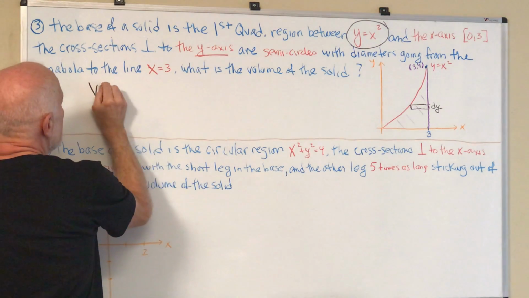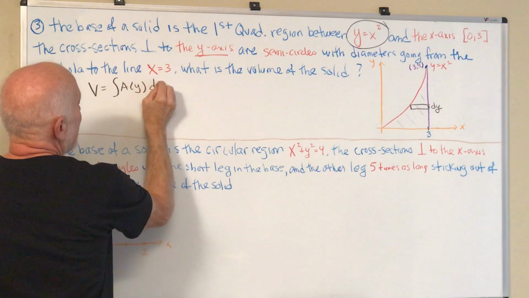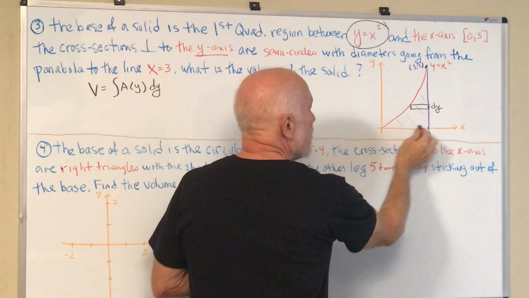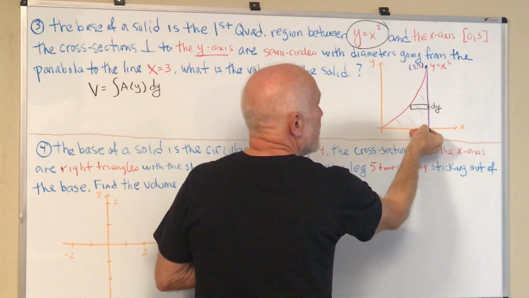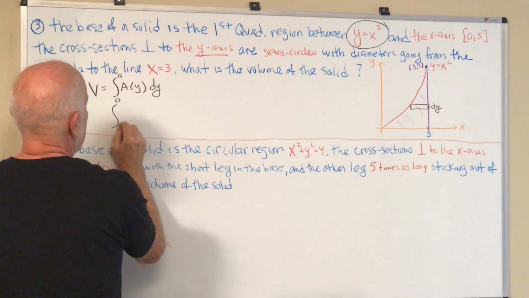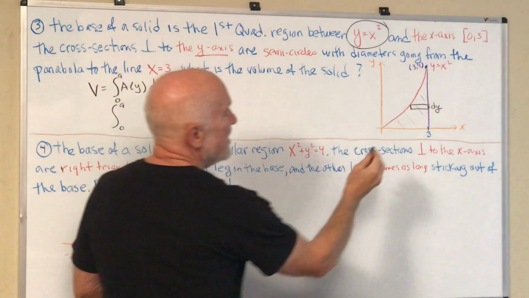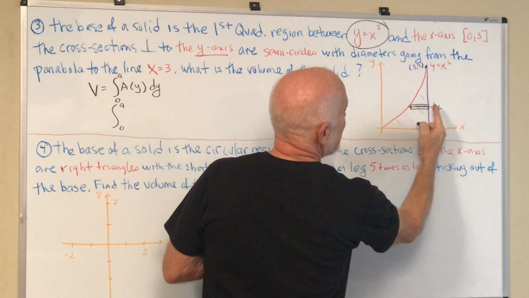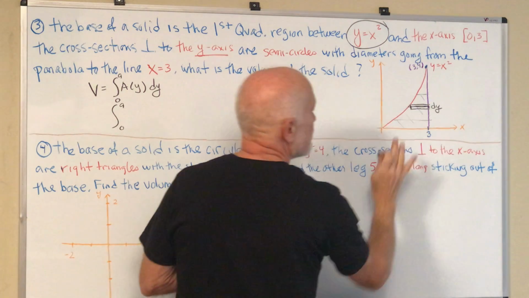But no problem, we just go the integral of A of y dy. And we have to be careful though, because we're not going from 0 to 3, we're going in the y direction. So this point up here is 3, 9, so we're going from 0 to 9. And what are the cross sections? They're semicircles. So this is the diameter of the semicircle, and then it's coming out. Different size semicircles are going to be coming out of the board, forming this three-dimensional solid.